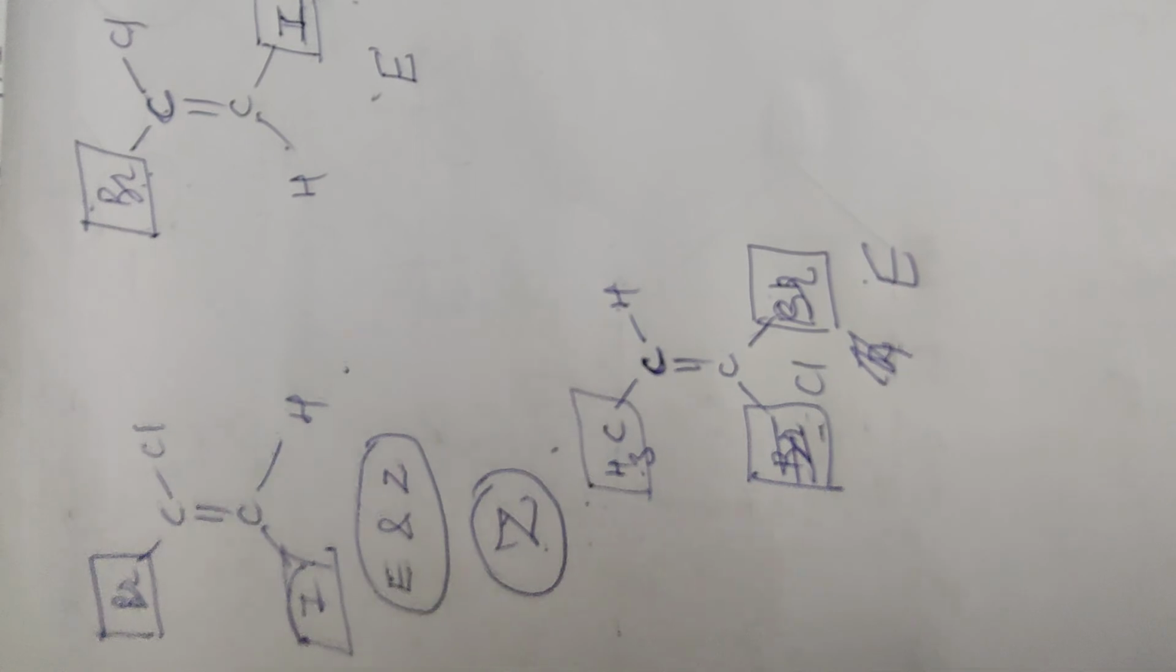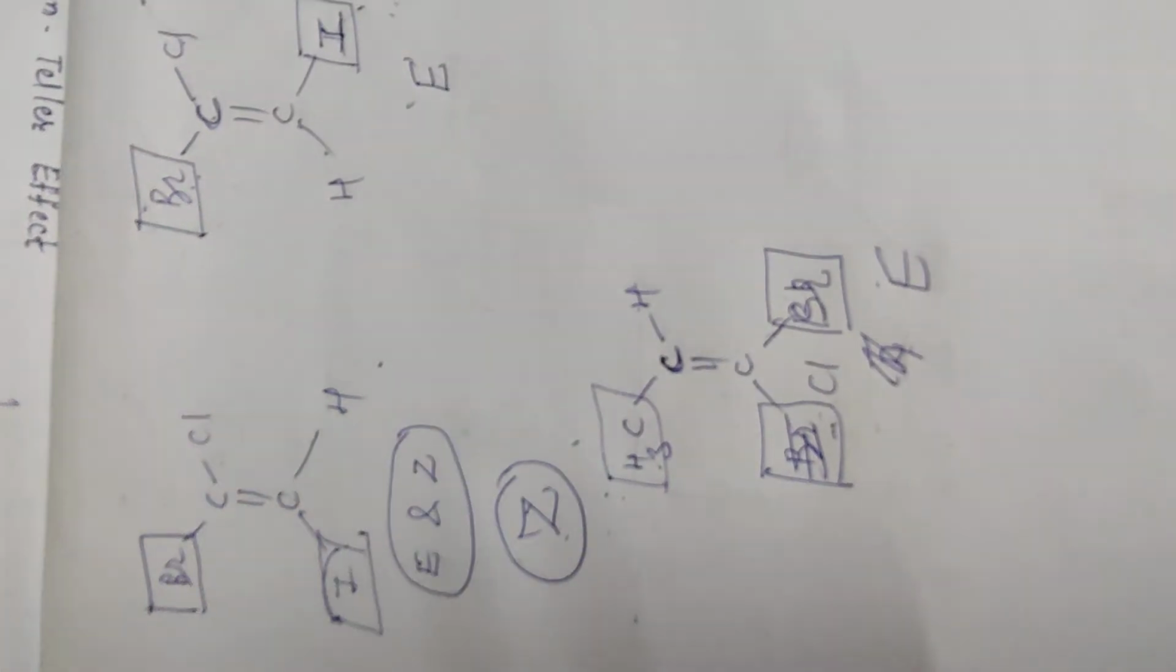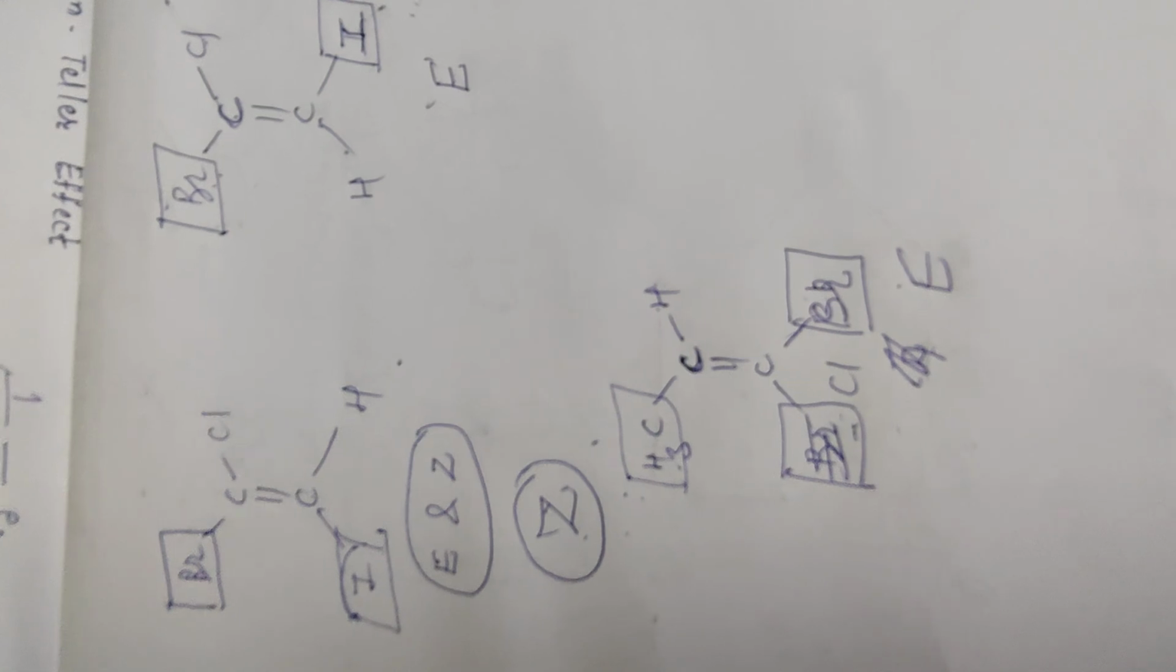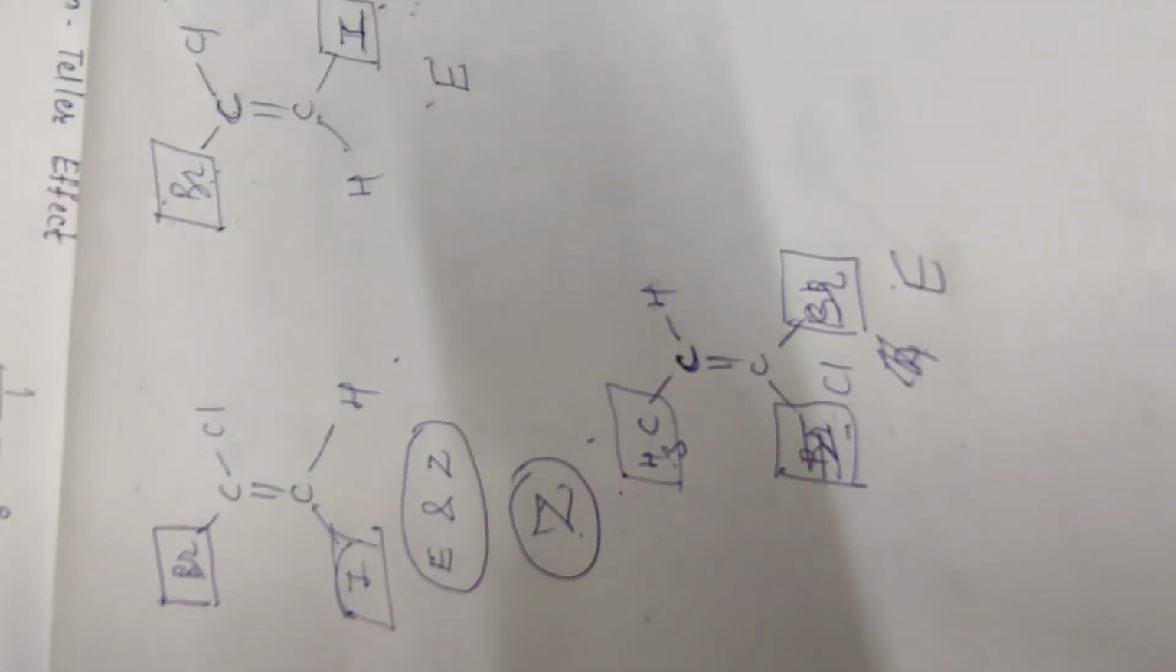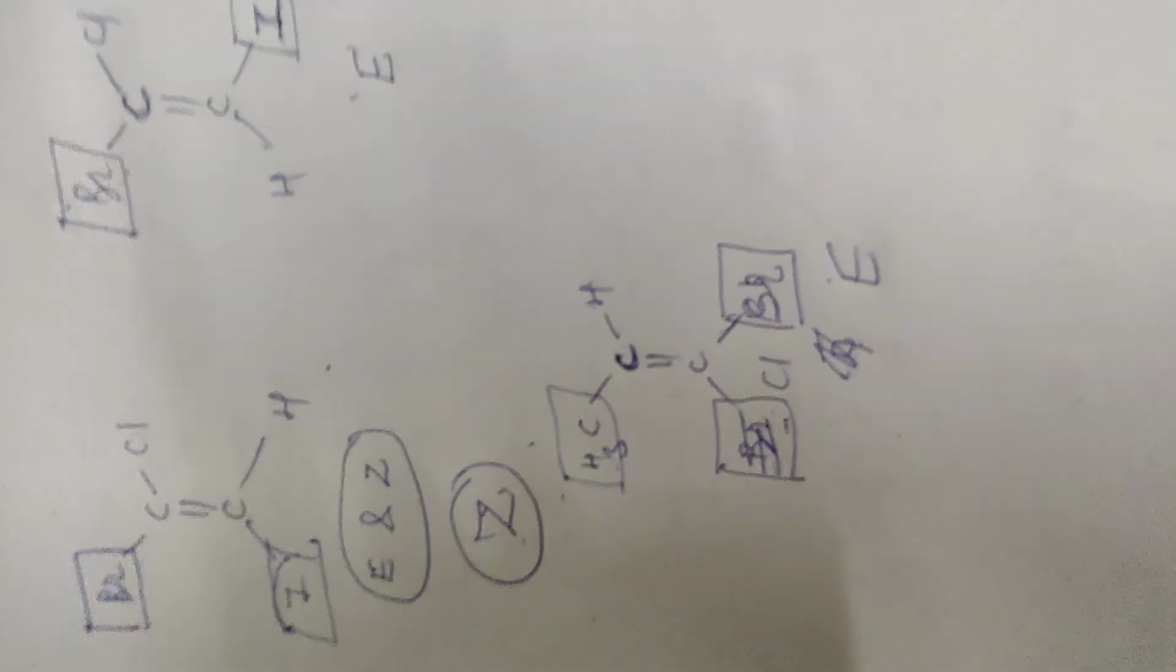So this is all about the EZ system of nomenclature, which is similar to the RS nomenclature, as it depends on the sequence rule that we use to assign the configuration. Okay, now here we finish with geometrical isomerism.